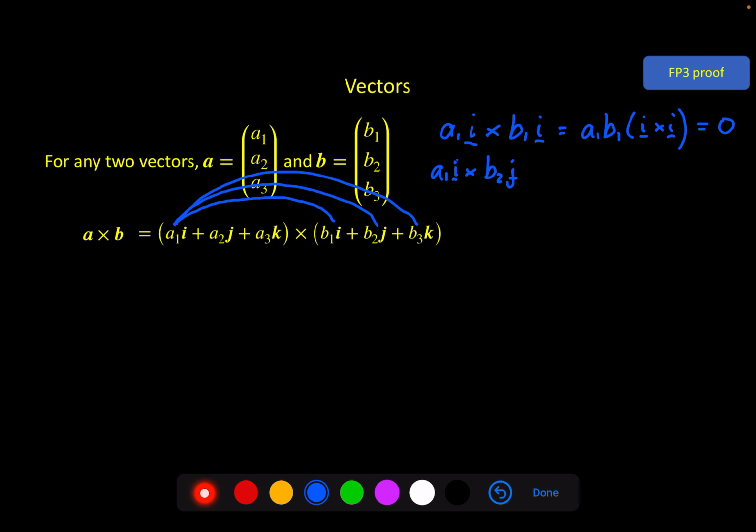Now because this is not commutative, it's important to keep what's on the left of the cross on the left, and the term on the right of the cross needs to stay on the right. So we have a1, b2 again, these are just numbers, and then i on the left cross j on the right. And i cross j we saw was equal to k. The third one, this cross with this, gives us a1, b3, i cross k, which we saw on the previous screen is minus j.